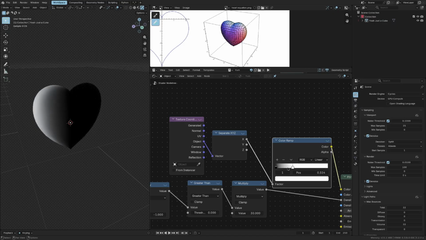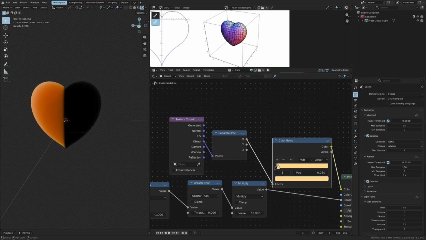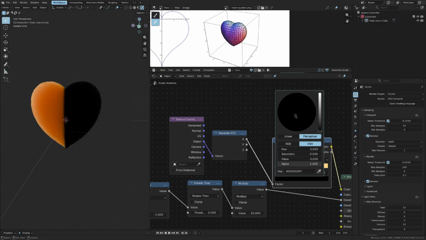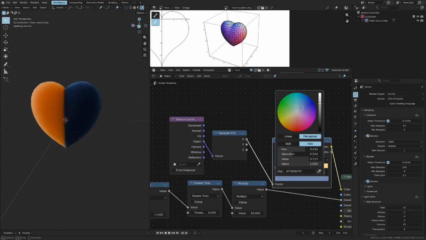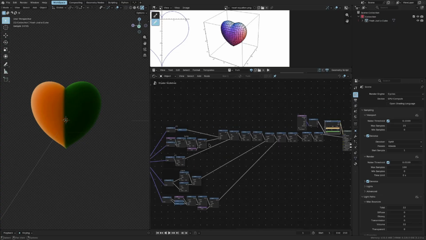Like white, like here, like 0.05 or something, and black. This one is going to be something like this, and black is something like this. Yeah, I think that's it for today's video.